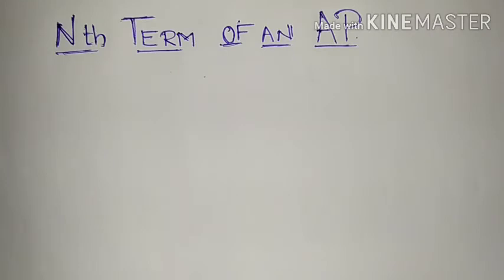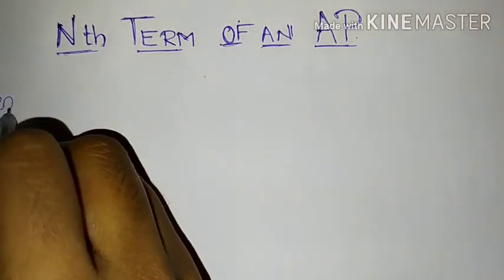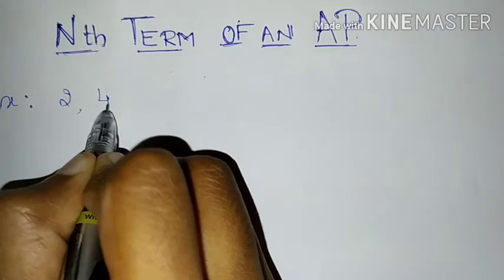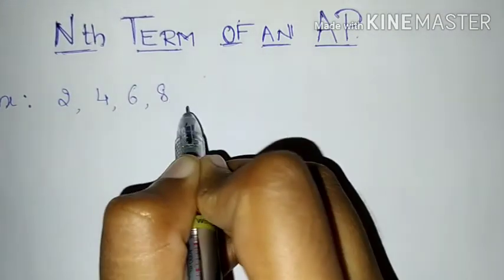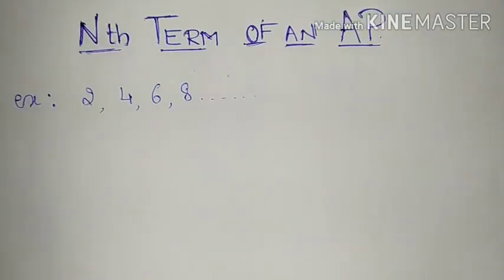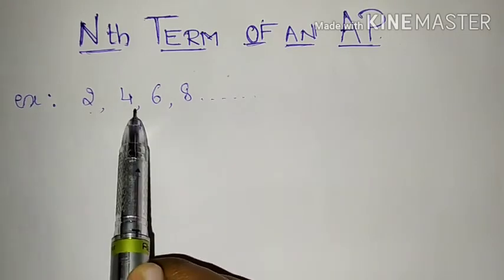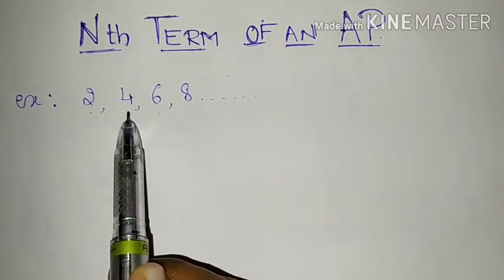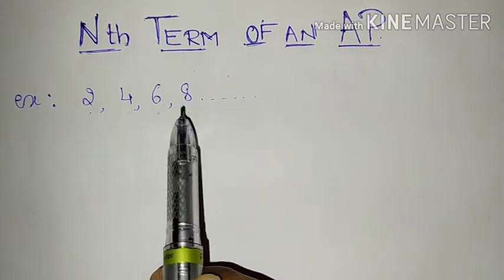In today's class, we will be learning about the nth term of an arithmetic progression. To know what the nth term is, first let us look at an example. Consider the arithmetic progression 2, 4, 6, 8 and so on. We know that it is an arithmetic progression because there is a fixed difference between every two consecutive terms. Like the difference between 2 and 4 is 2, 4 and 6 is 2, 6 and 8 is once again 2.